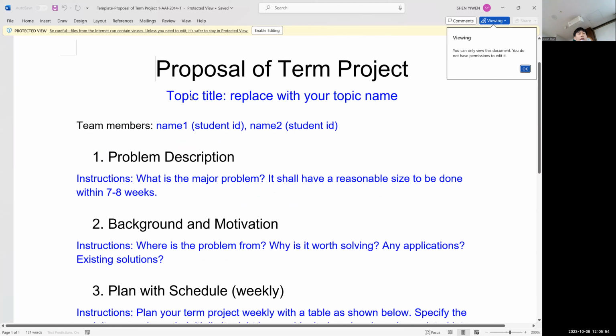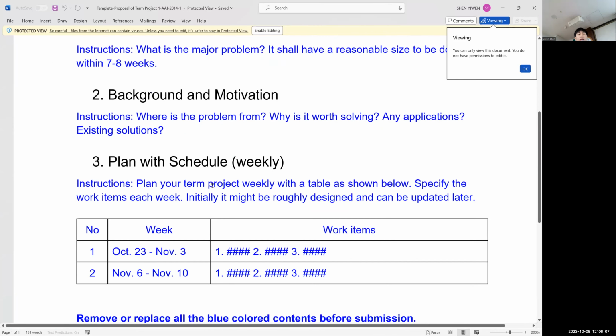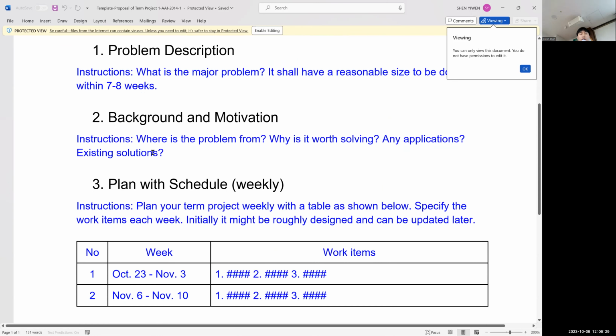You put your topic here, replacing it with your topic, and your team members' names and student IDs, then problem description, background and motivation, and plan with weekly schedule. I give instructions for each section on what kind of contents you need to write. For example, the problem description: what is the major problem you are trying to solve in this topic? It should have a reasonable size to be done within 7 to 8 weeks.